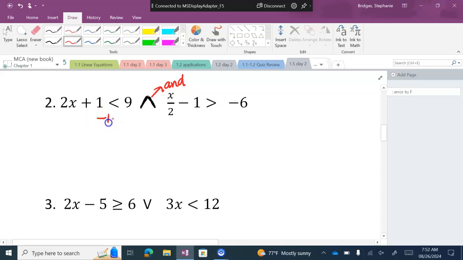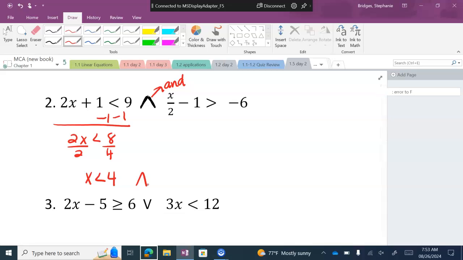So I'm going to start by subtracting my 1 over, divide by 4. So x is less than 4. That's the first one. And also, if you don't like the symbols and you want to write the words, be my guest. I don't care. Sometimes I'll put the symbols, sometimes I'll put the words. You just need to make sure you know the difference between the two.